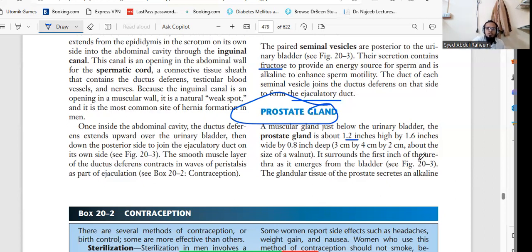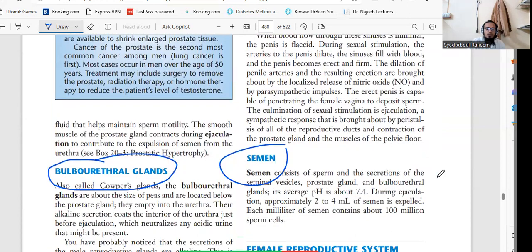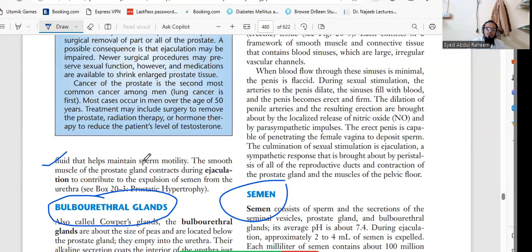It's around the first inch of the urethra as it emerges from the bladder. So it is attached to the urethra. Whenever the size increases, it will constrict the urethra. That's the reason urine flow is reduced and urine output is less. The glandular tissue of the prostate secretes an alkaline fluid that will help maintain sperm motility. Again, the prostate gland releases fluid which maintains motility.